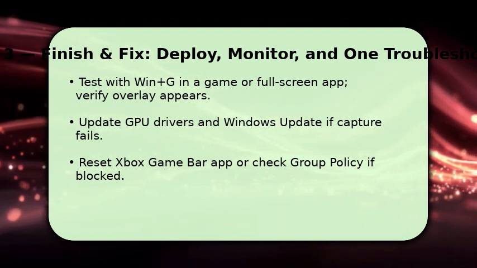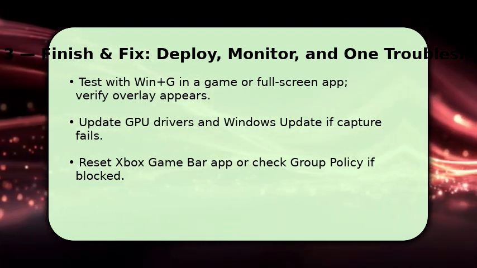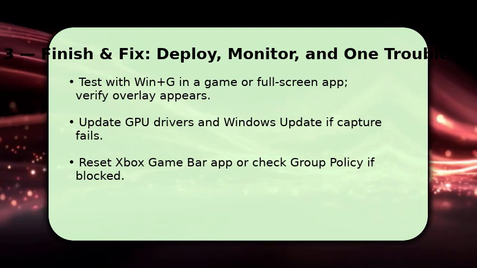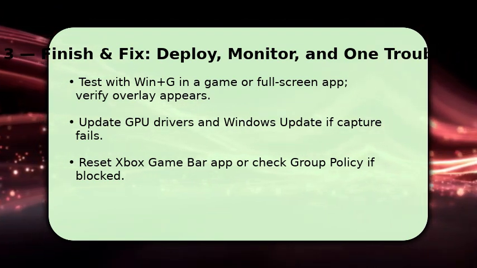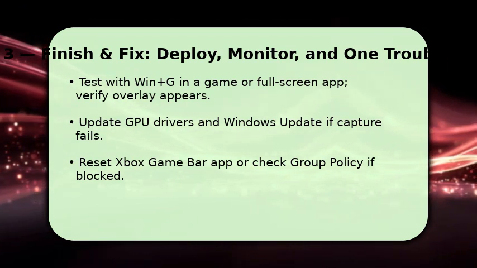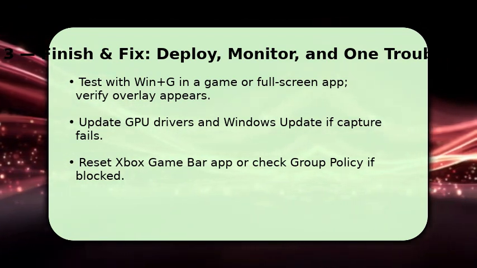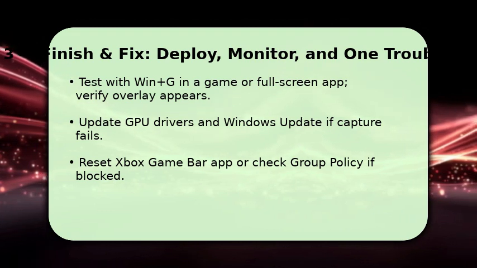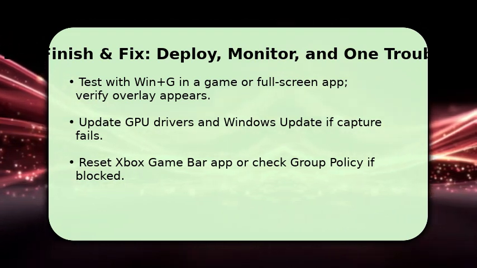If problems persist, reset the Xbox Game Bar app in Settings, Apps, or check Group Policy/Registry if the feature is disabled by admin. One key troubleshooting tip: confirm microphone and background app permissions. Without them, captures and broadcasting won't work correctly.